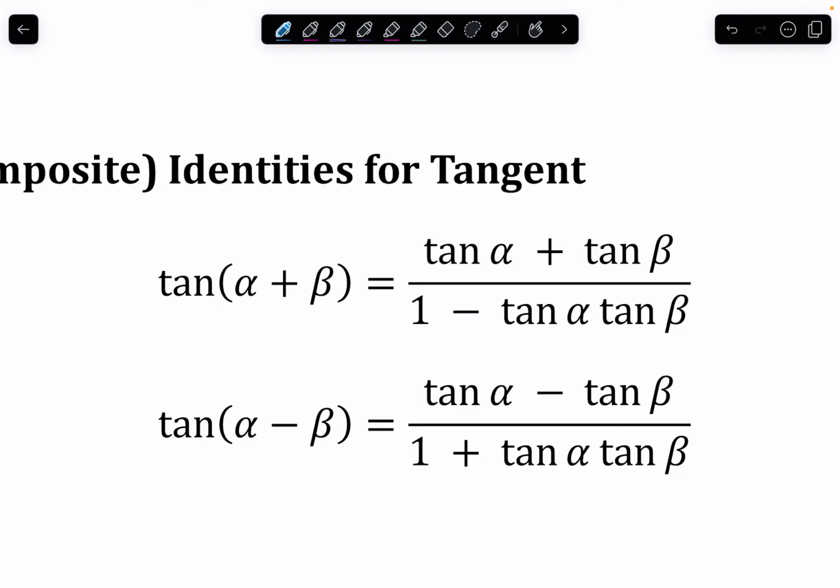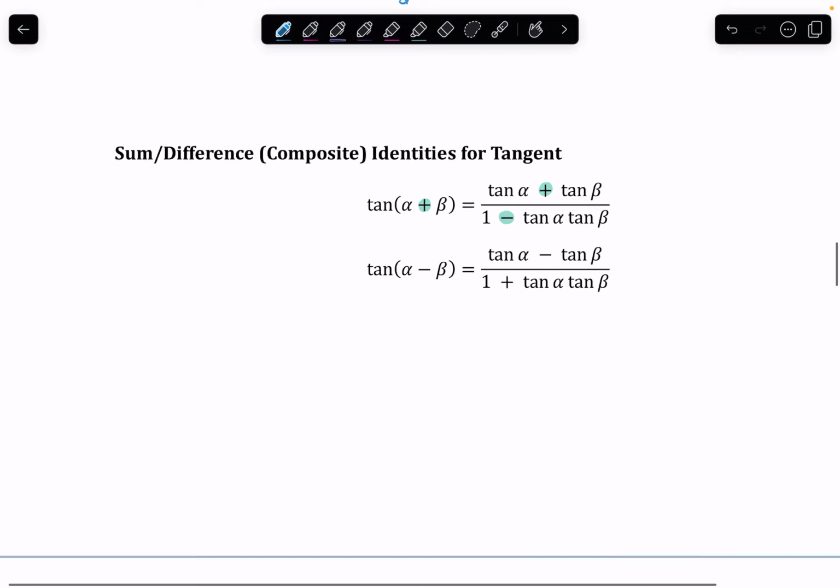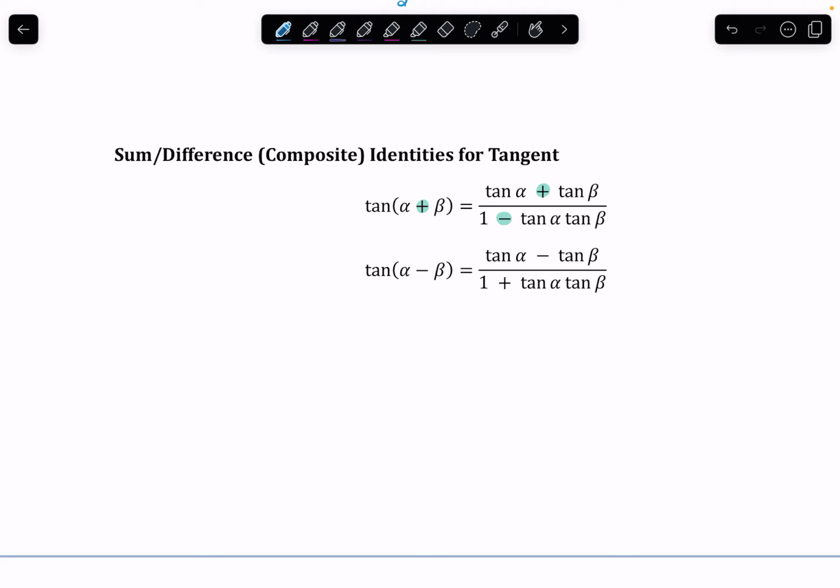So you hold the sign in the top, you change the sign in the bottom. Notice the numerator signs are the same. The denominator is the opposite sign. So it's keep the sign on top, change the sign on the bottom. Same for the subtraction versus addition. So sum, keep the sign; difference, change the sign; multiply at the back. Tan plus tan over 1 minus tan times tan.